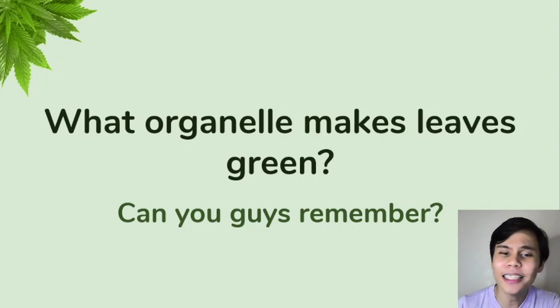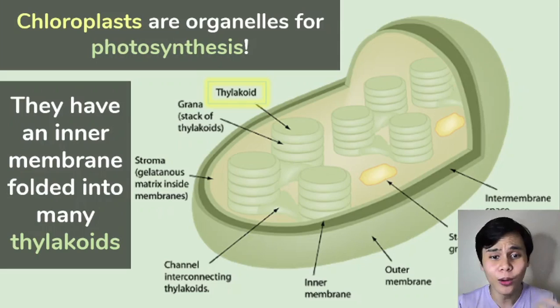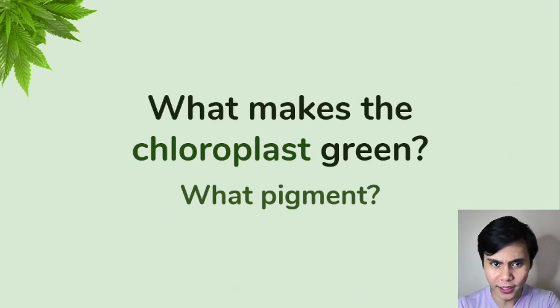Now, what organelle makes leaves green? So this organelle is actually the chloroplast. These are organelles that are specialized for photosynthesis. And they have an inner membrane folded into what we call thylakoids. So they have many thylakoids that increase surface area. So these chloroplasts are key for what we call photosynthesis.